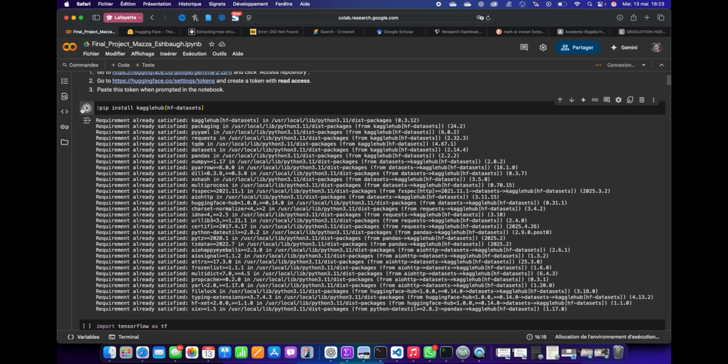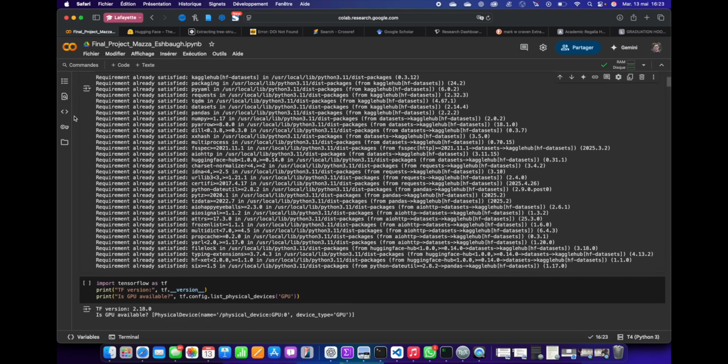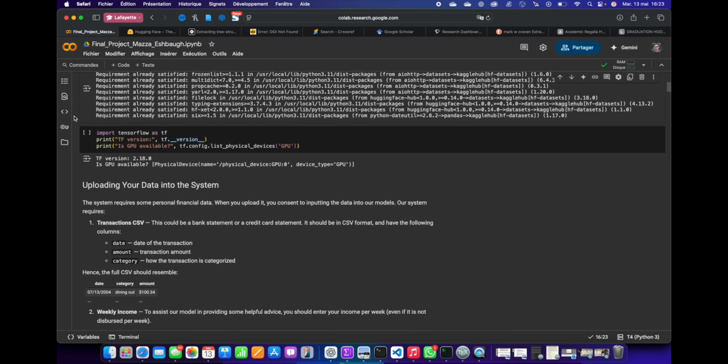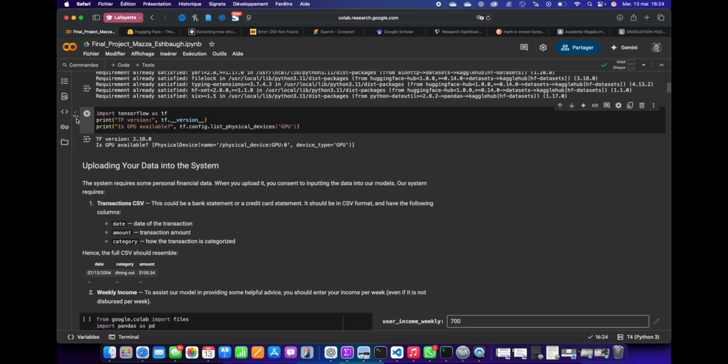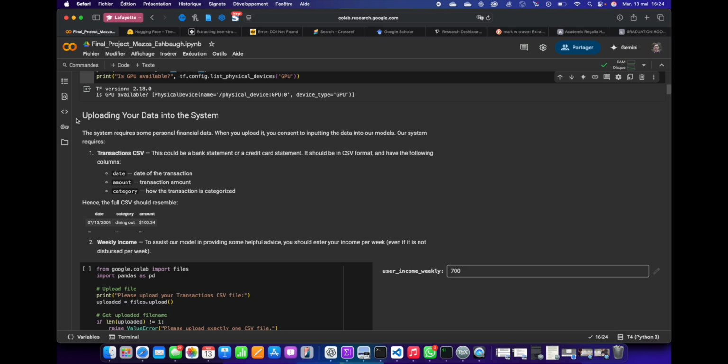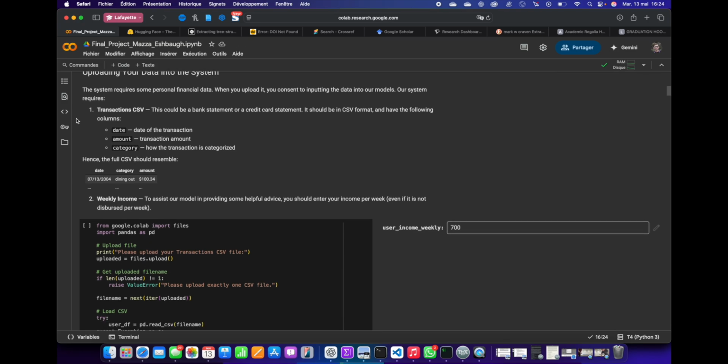Here we're just going to start by installing some things to allow us to utilize the data set that we have from Kaggle. Next we're going to install TensorFlow and make sure that we have a GPU available. Perfect. The next thing we're going to do is upload your financial data into the system. By doing this, you consent to allowing our models to analyze your data.